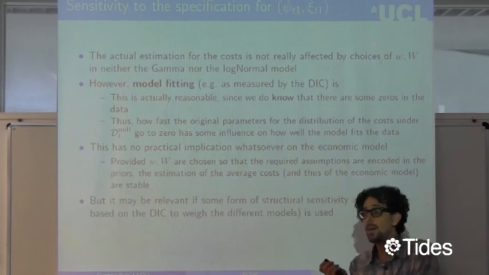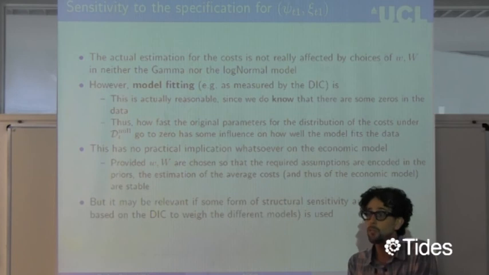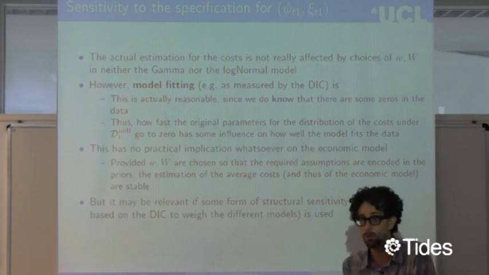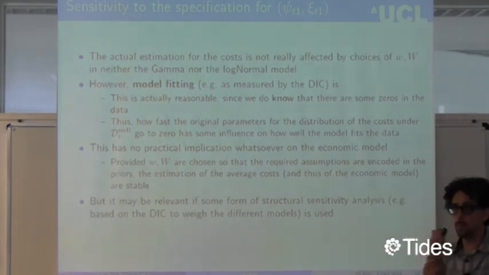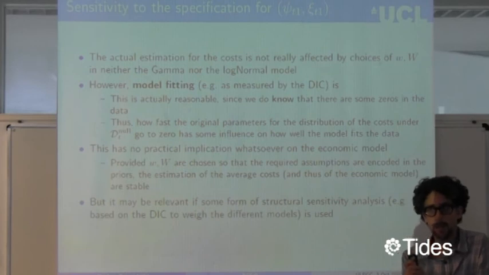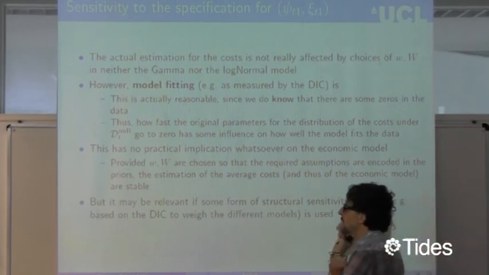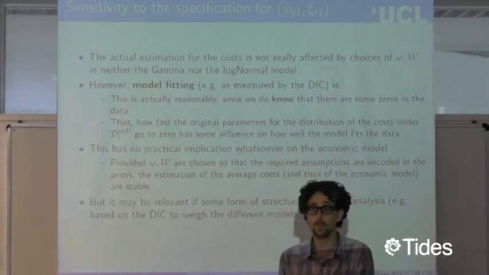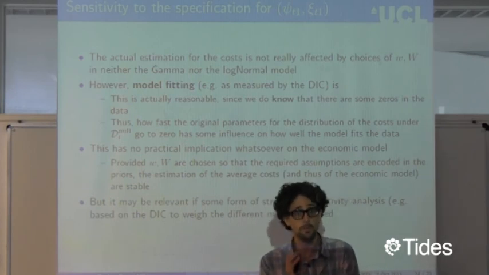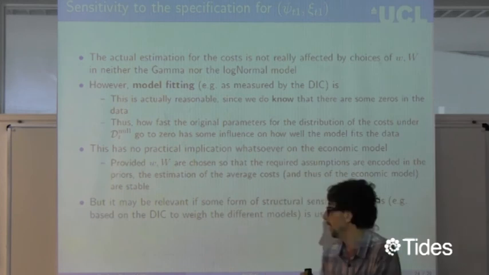So if you have a very large value for W, which means that you go to 0 very, very quickly, then your model fit will be better. And the DIC will be much smaller, for example. So this will give you differences, and it's something that you need to be careful and think about. But the good thing is that this is not relevant at all for your economic evaluation. It doesn't matter at all. Your economic evaluation will be robust. So that's a good thing.